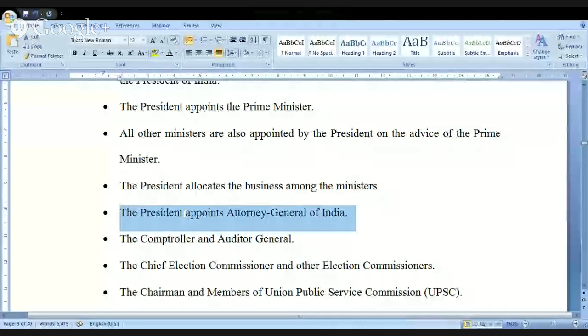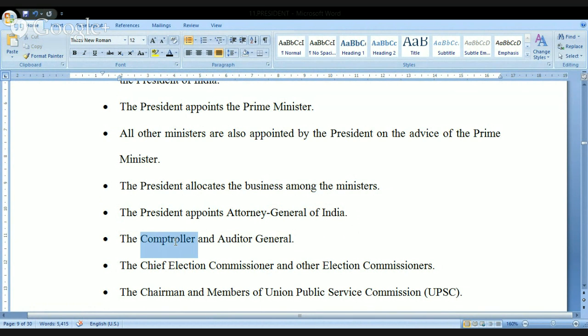Apart from this, the President appoints the Attorney General of India, one of the very, very important persons in India. Kindly remember, this person is considered to be the first law officer of the nation. He is an advisor to the government of India, and the Prime Minister and the cabinet seek his advice with respect to legal matters. The President also appoints another important office, called Comptroller and Auditor General. All these things we'll see in our future discussions.